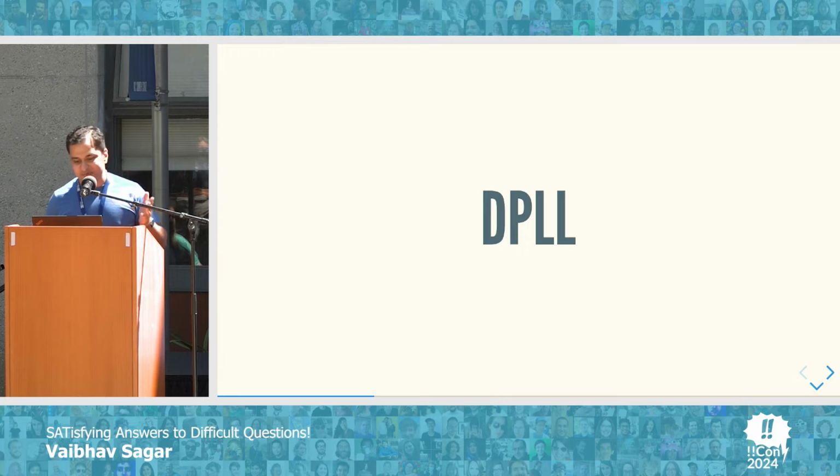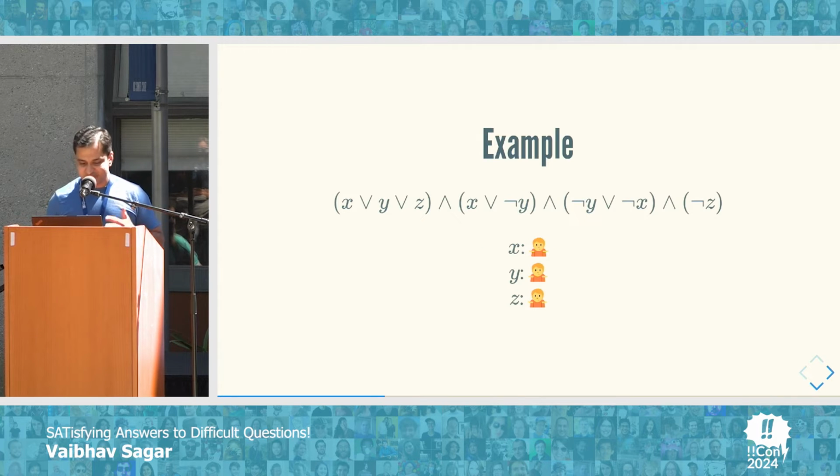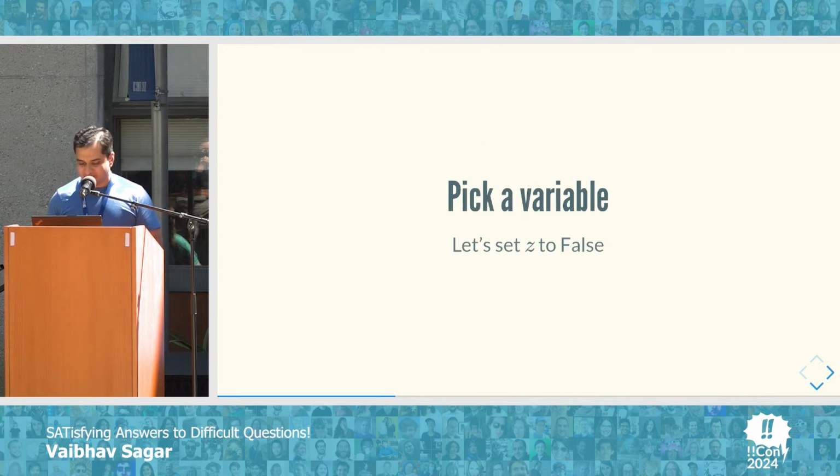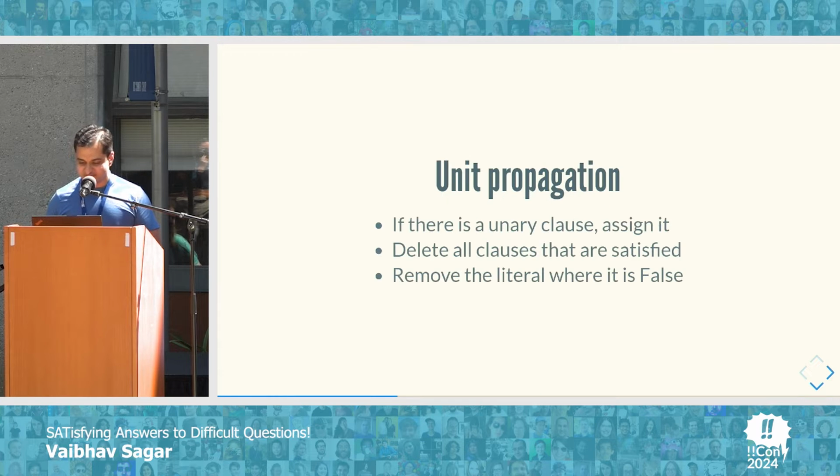One way is called DPLL. And to illustrate how it works, let's work through a quick example together. So here's a simple propositional logic formula, and we don't know X, Y, or Z. So we start by picking a variable. Let's set Z to false. And then we can do what's called unit propagation. In unit propagation, if there's a unary clause, which means a clause with only one literal, we just go ahead and assign it. And then delete all the clauses that are satisfied because they're satisfied. And delete the variable wherever it occurs in a clause that isn't satisfied, because it can no longer contribute to that clause being satisfied. So we just don't care about it anymore.